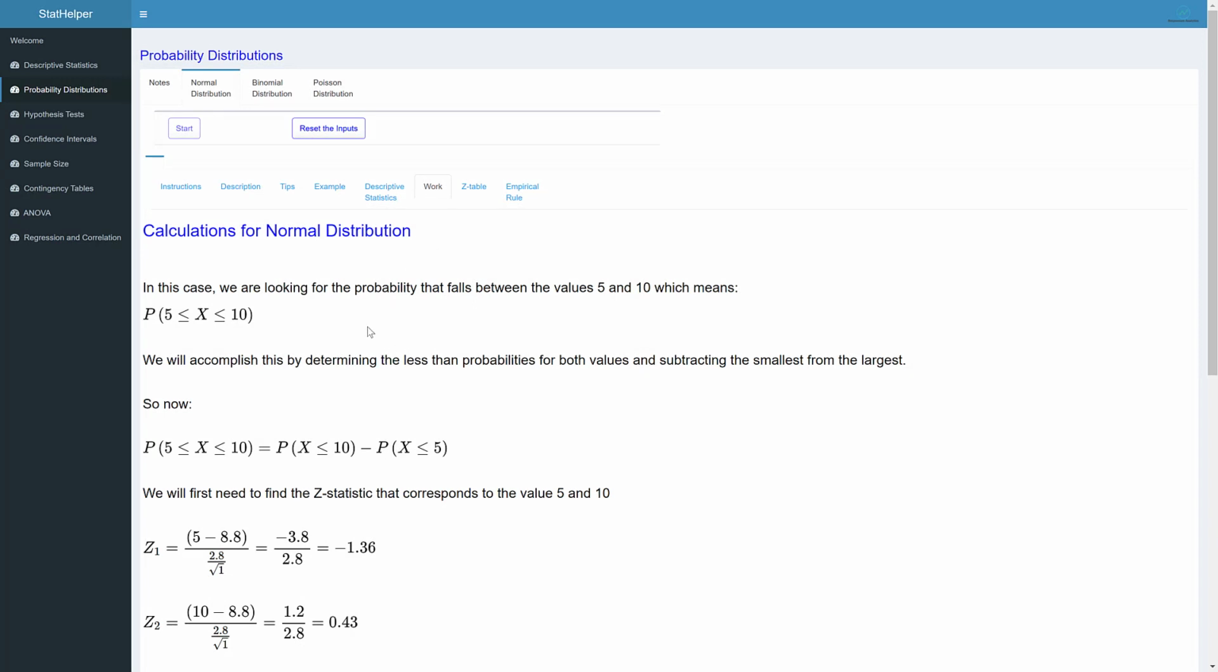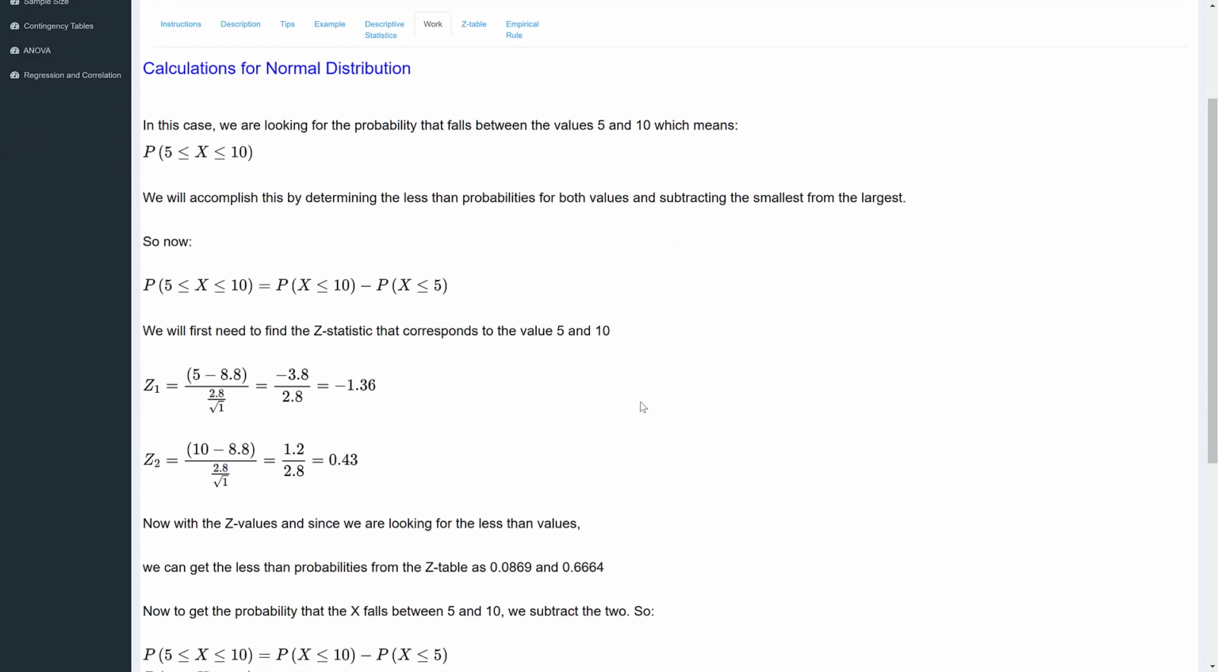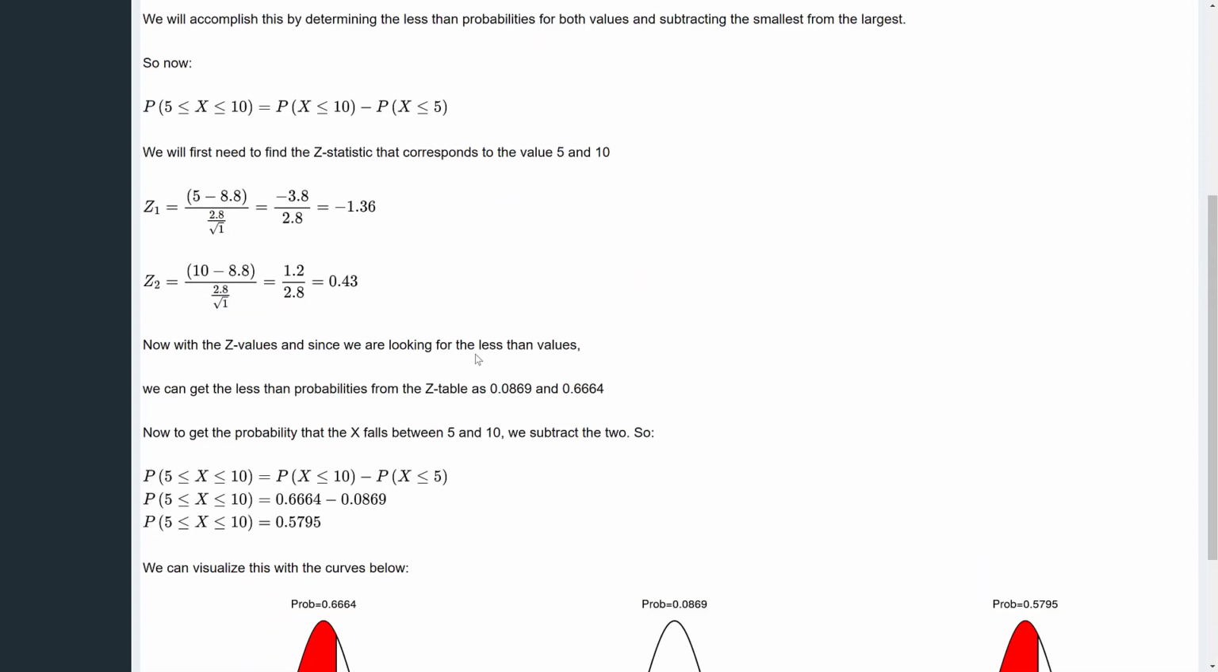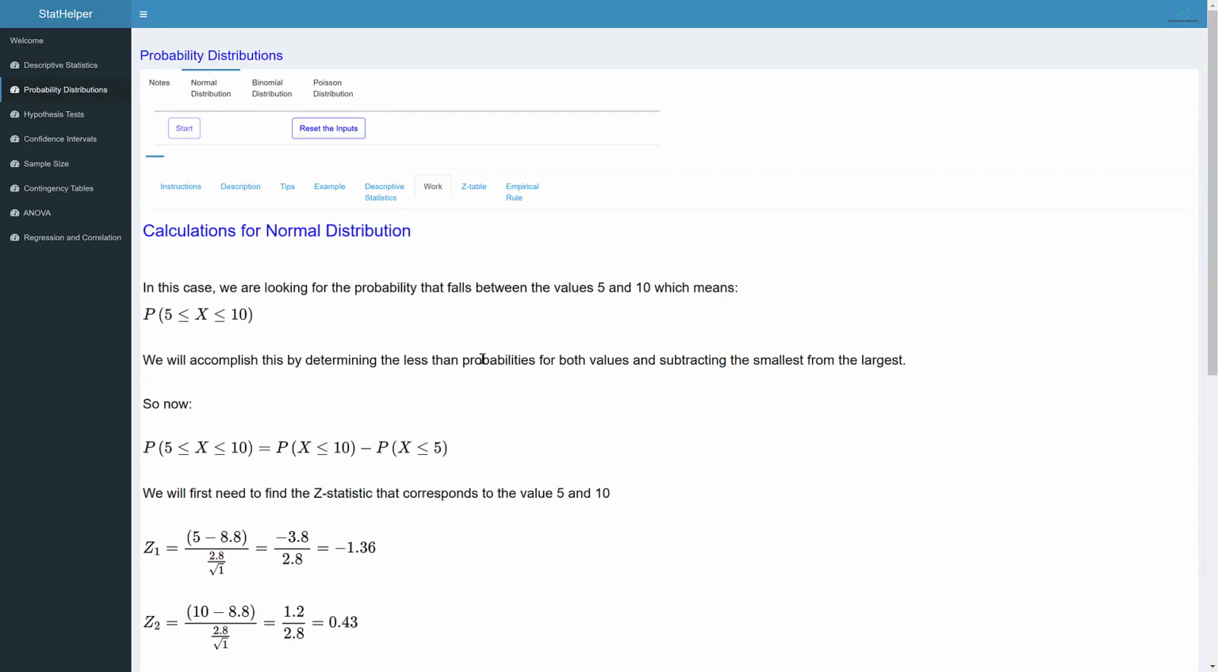Okay, we're on the Work tab, like with the other problems. Notice here we're looking for the probability that x is greater than or equal to 5, but less than or equal to 10. Here are the calculations you can go through. And we come down here to the bottom, and the answer for part C is going to be 0.5795. And now we're going to go back to the problem one last time to take a look at part D.